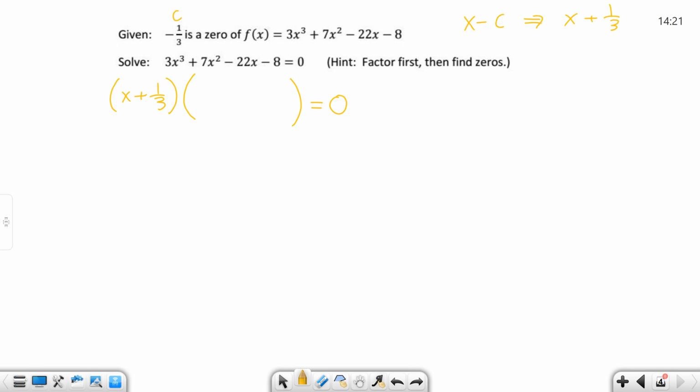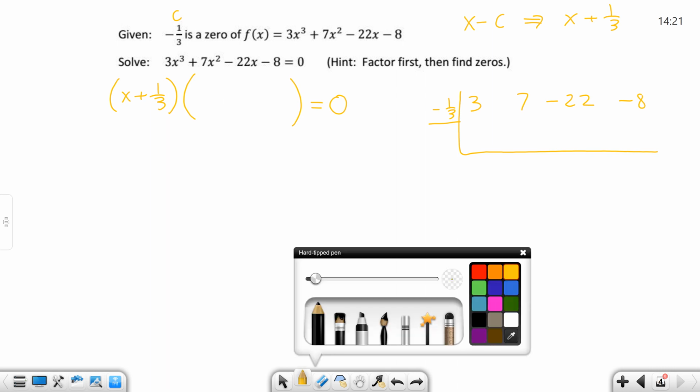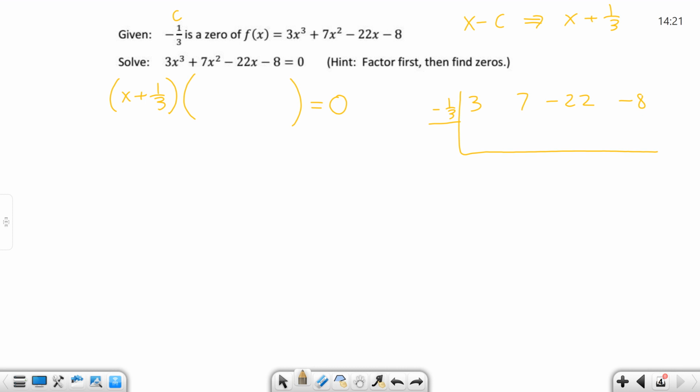So I'm going to come out here to the side, and I'm going to have a 3, a 7, a negative 22, and a negative 8, right? And then I have my house upside down with a porch or a balcony, right? And the thing that goes on the porch is my C, which I'm given in this case. This number here is C, so it goes directly onto the porch, okay? And now I'm ready to use synthetic division for this one. So I'm going to drop the 3 down into the basement.